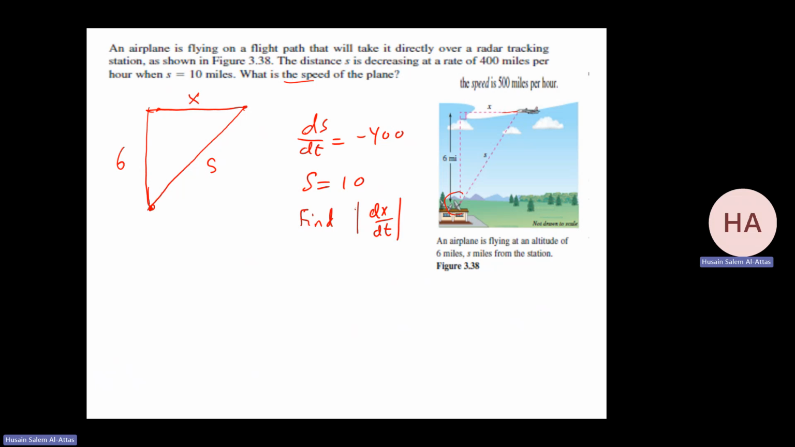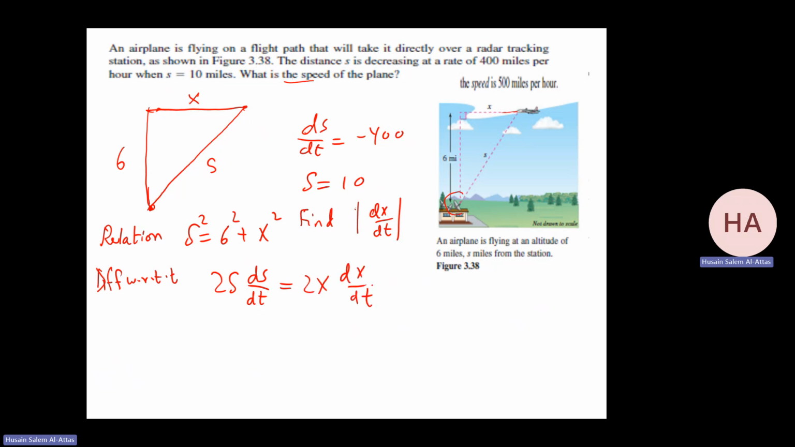So from the graph, it's very clear what the relation will be. Pythagorean theorem. I have s squared equals 6 squared plus x squared. Now just differentiate with respect to t to get s ds by dt. 6 squared is just a number, so its derivative is 0, equal to x dx by dt. By the way, these two cancelled.